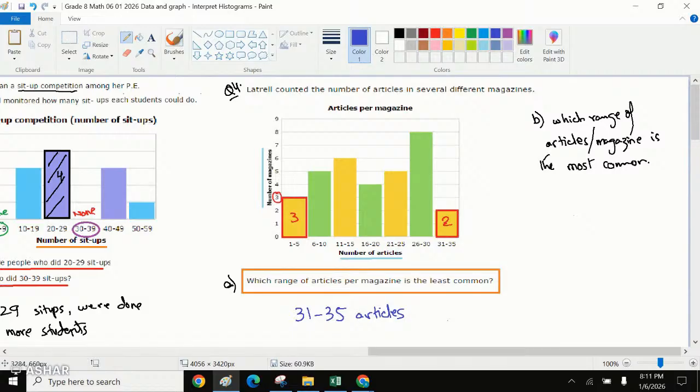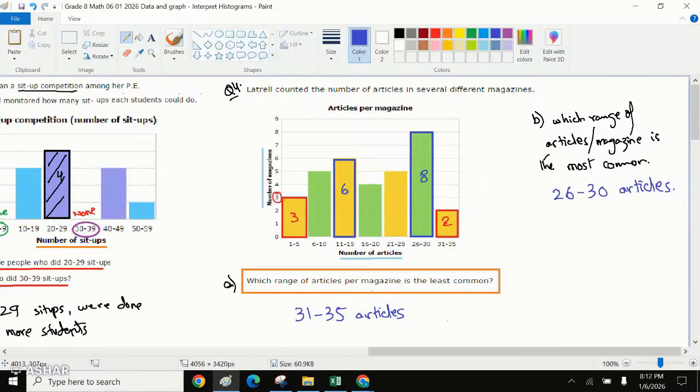We want to see which range of articles in the magazine is the most common. What is the maximum number of repeated articles, right? Or number of articles. So whenever we need to find the most, we look at the highest, okay? Highest range. These are the two top grids, right? This grid would be 6, but this grid was 8. So which would have the highest range? 26 to 30 articles was the most common in the magazine. Like most of the magazines had between 26 and 30 articles.